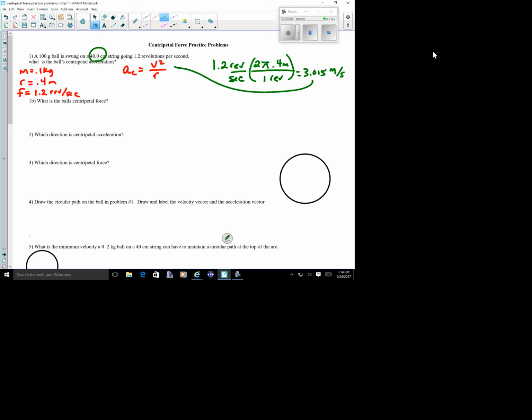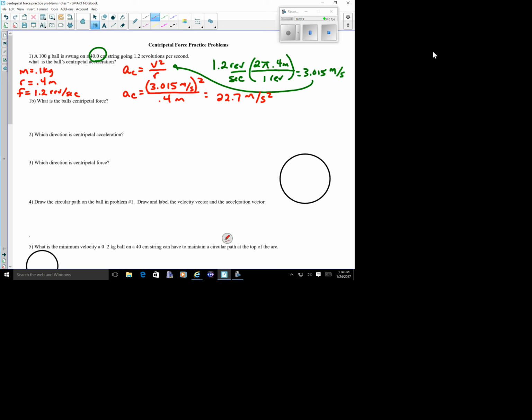You take that answer and put it in for that v. So we come back over here, and centripetal acceleration is 3.015 meters per second, squared, divided by the 0.4, which is the radius. That ends up giving you a total of 22.7 meters per second squared, which is once again regular acceleration.